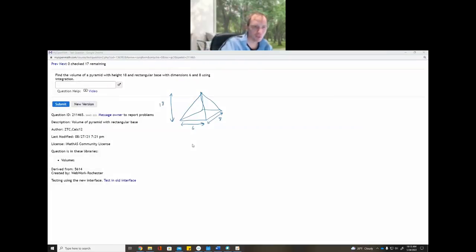So I want to think of taking this thing and slicing it up. Just think of this as a three-dimensional slice, an arbitrary slice. Then the face of that slice has some area.